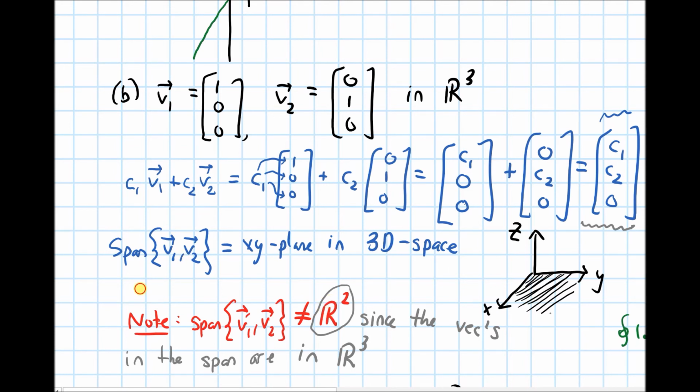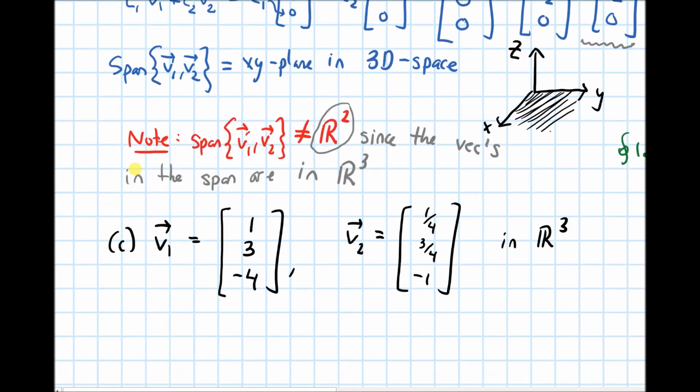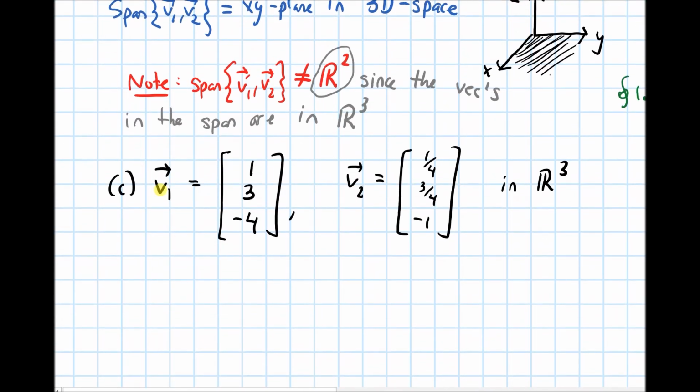All right, so let's end with one more example for this video. So let's say I have 2 vectors again. This time v1 is 1, 3, negative 4. And v2 is the vector 1/4, 3/4, and negative 1. So these are vectors in R3 because they each have 3 entries. So let's describe their span. There's something I want you to notice about these 2 vectors and how they're related to each other. You might notice that they are actually multiples. v1 is actually 4 times v2.